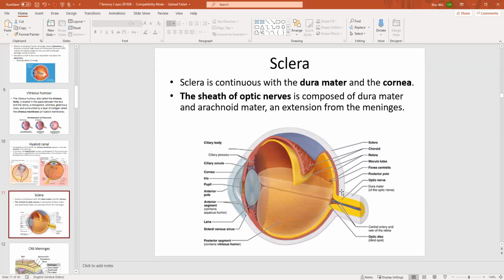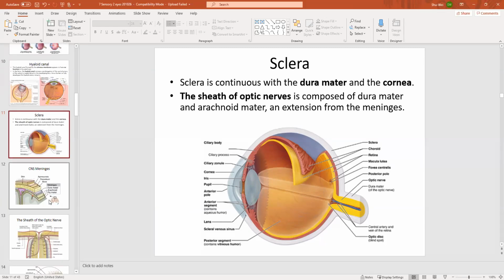And here we look at the optic nerve. This is the sclera, and this is the dura mater. When it reaches the optic nerve, it's called the dura mater. The dura mater is part of the optic nerve sheath. I want to talk about this dura mater.